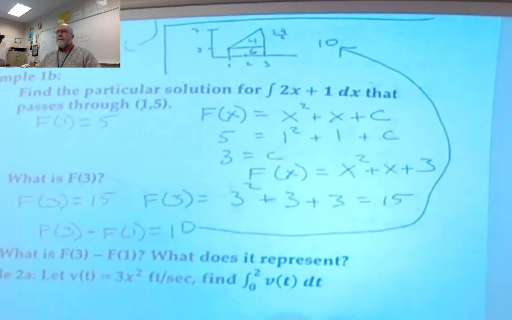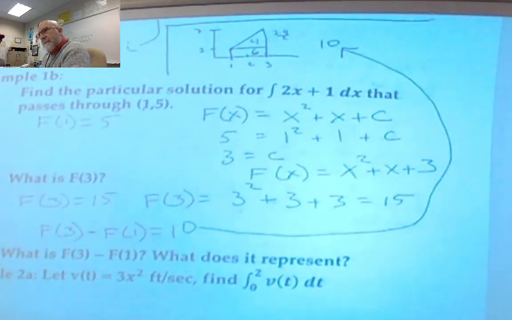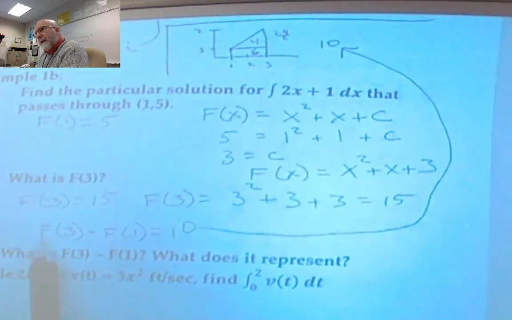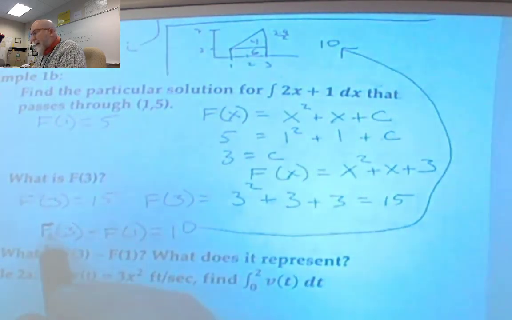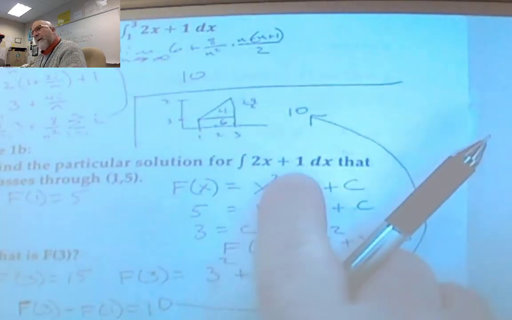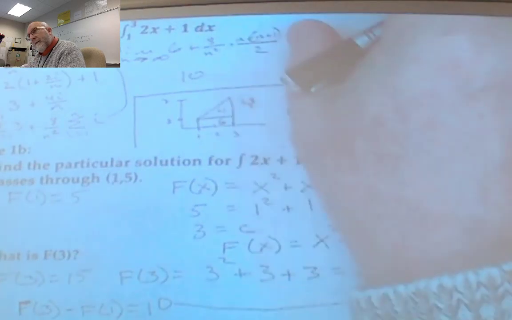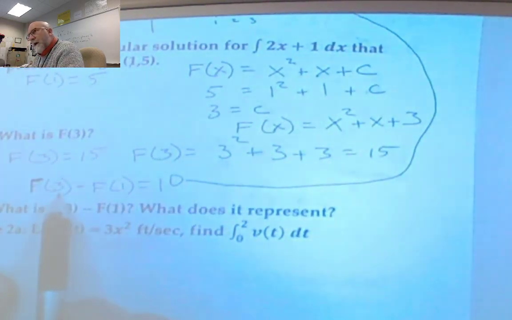You see that? I'm going to ask you a few questions. What's capital F? The blank of blank. Capital F. Why do we write it capital F? Because it represents the what? The antiderivative of f, which is here and here. What's 3?